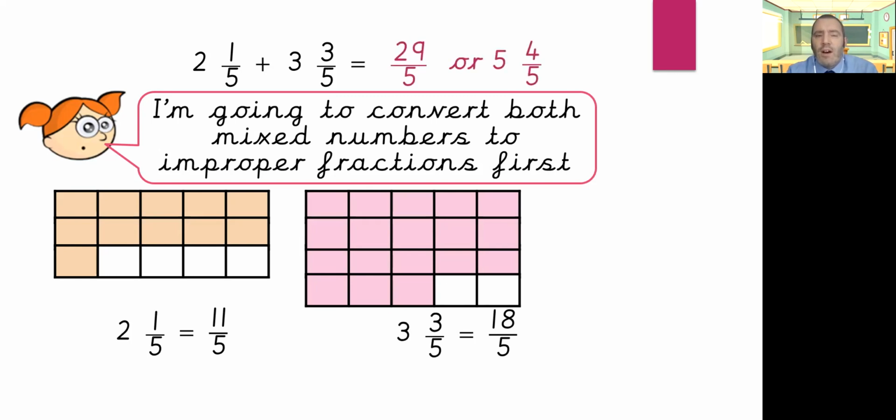So I've got 29/5, or to put it into a proper mixed fraction, I can divide 29 by 5, and I know that 5 5s makes 25 with a little, so I have 4 remaining. So we have 5 4/5.